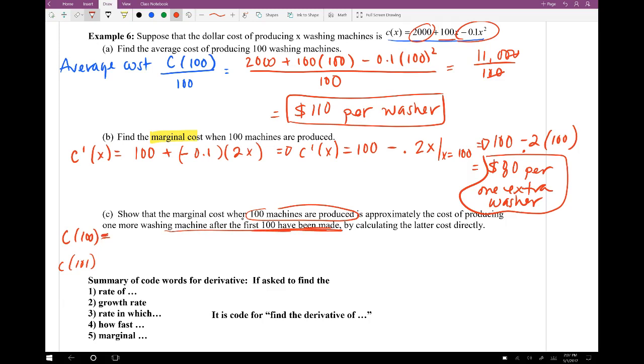Then how do I know what is one more, right? Because that's what the marginal cost is, okay? The marginal cost when 100 machines have already been produced. That's the 101st machine, okay? So let's calculate both and subtract, to see if it's the same as our part B. So the cost of 100 is 2,000 plus 100 times 100 minus 0.1 times 100 squared. I think I did this earlier, and that was 11,000.